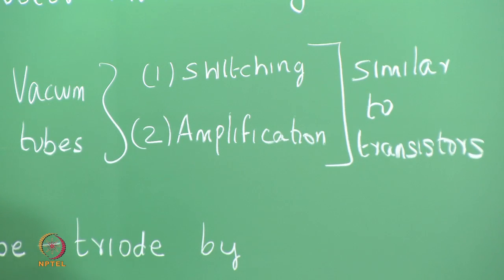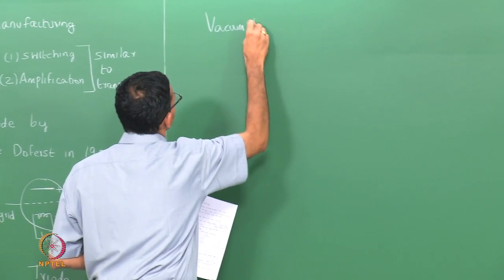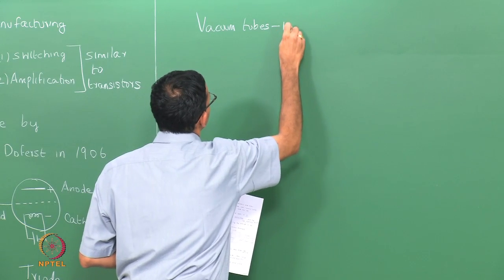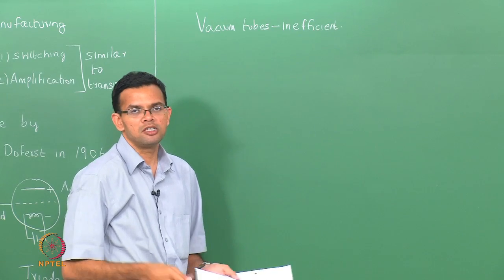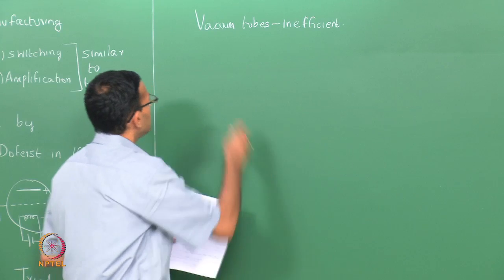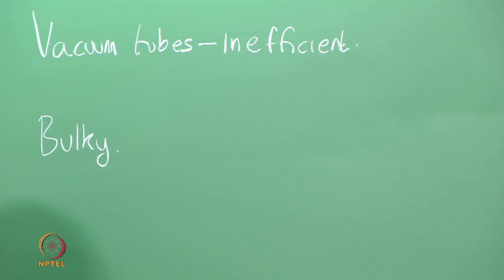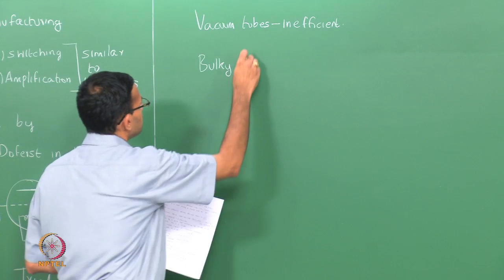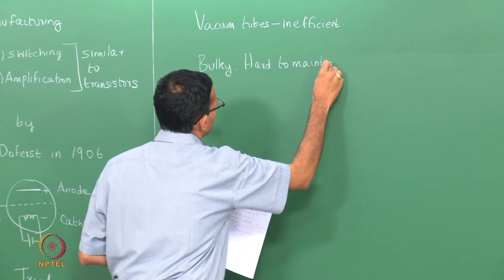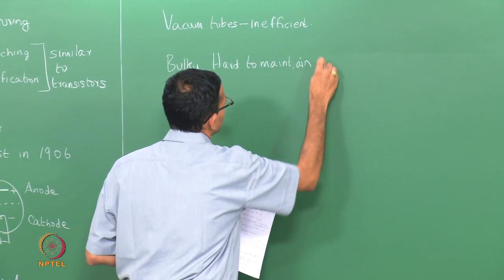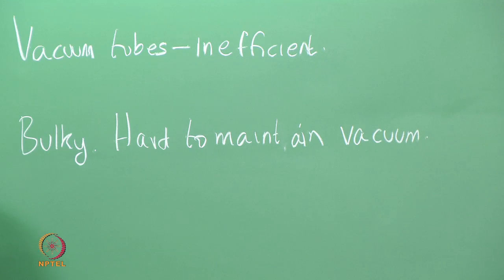The vacuum tube itself is a highly inefficient device. They are bulky because they all have evacuated glass tubes. Also, it's very hard to maintain the vacuum in these tubes. So, they are highly inefficient. But the vacuum tubes are the forerunners of the modern transistors.